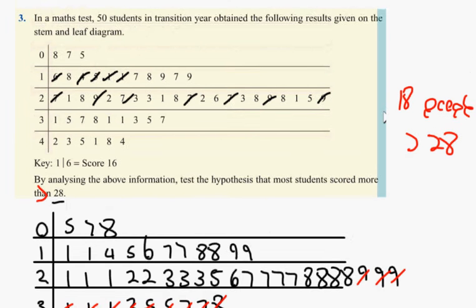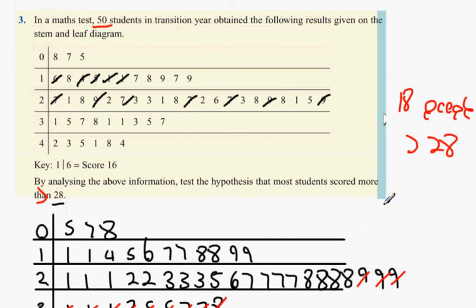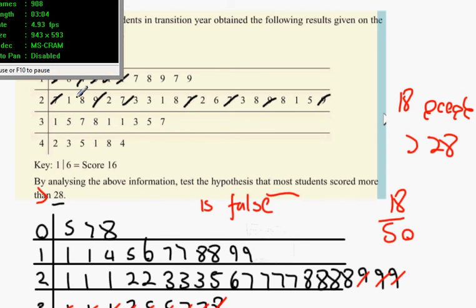Now, how many people are there in total? 50. 18 people out of 50 is not most students. Most students did not score above 28. Most students scored underneath 28. So this means that the hypothesis is false. Okay, so hypothesis is false.